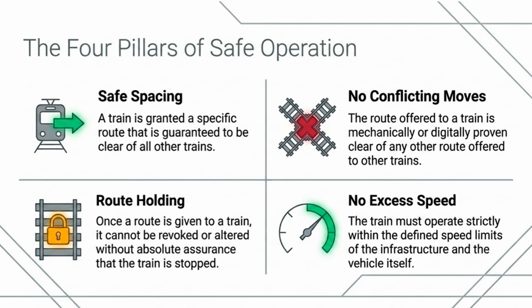Third is route holding. This one is crucial. Once we give a train a route, we can never revoke or alter it without absolute assurance the train won't actually use it. And fourth, no conflicting moves. The route we offer a train can never cross paths dangerously with a route offered to another train. Together, these 4 principles guarantee that whether we're doing high-speed mainline running or just low-speed shunting in a depot, trains stay safely spaced.